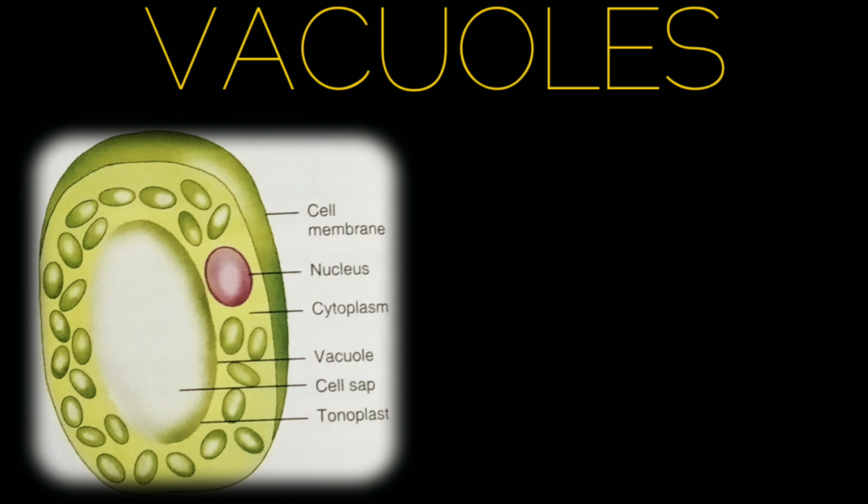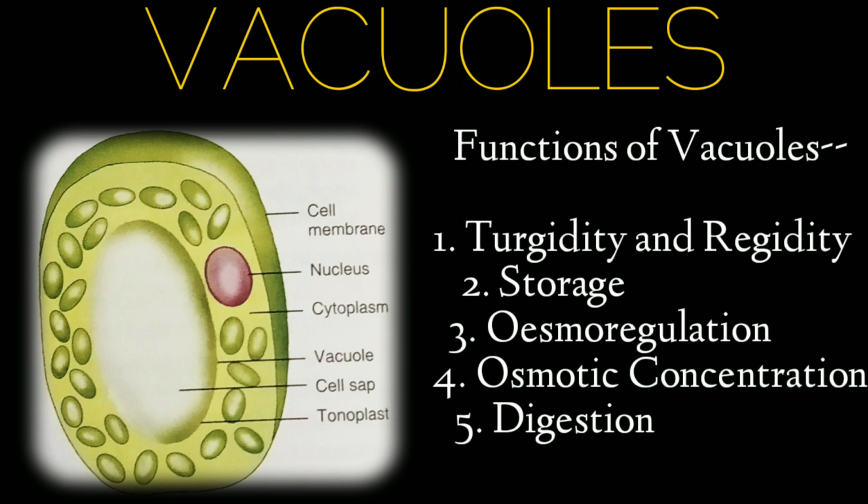Now, functions of the vacuole. First function, it provides turgidity and rigidity. Turgidity means stretching of the cell. Okay? If a cell is in a stretched condition or swells up, that means it is turgid. They help in storage also. They store food material and waste products, and they help in the removal of excretory waste also.